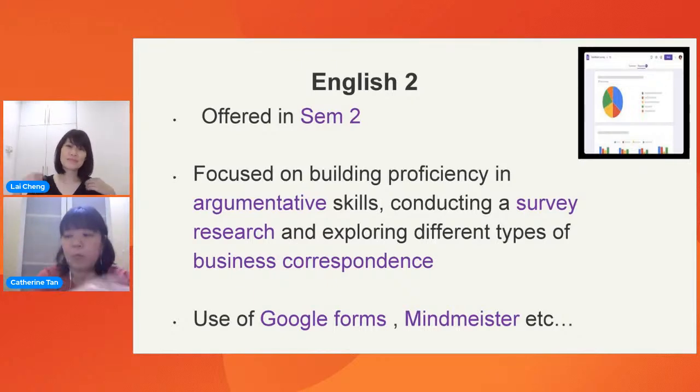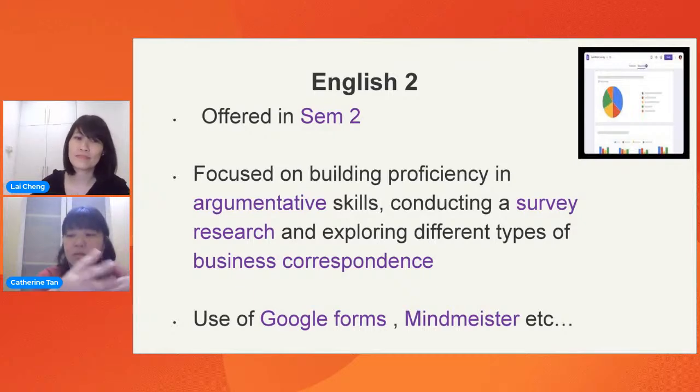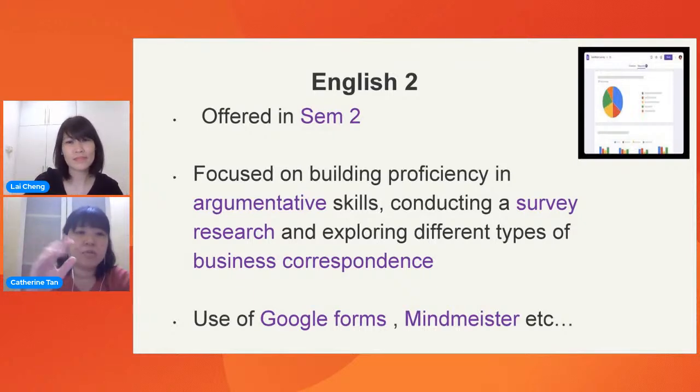They also get the opportunity to conduct research on a specific business topic, and at the end of the day they produce a report based on what they found. Normally they do survey research plus interviews. I also begin to expose them to different types of business correspondence, such as writing letters, emails, and memorandums. I believe this is very helpful for them at the end of the program, because they need to be able to communicate in business settings when they go for their work-based learning. So that's all for English 2.